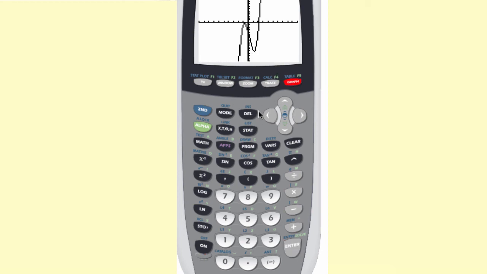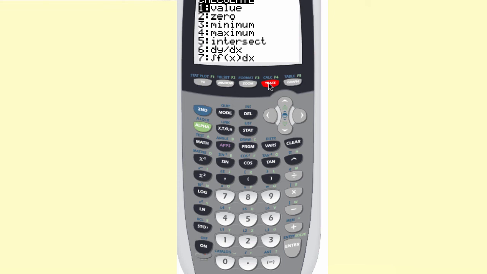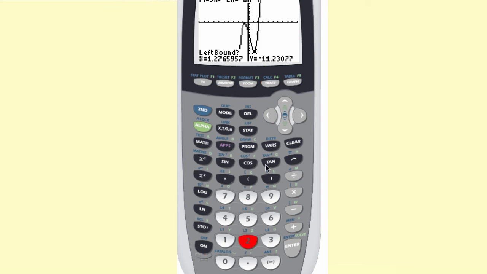So if you want to calculate an x-intercept or a 0, go second calc and then 0, and it's the exact same strategy. You want to be to the left of the 0, enter, move to the right of the 0, enter, enter one more time, and the 0 is about 2.17, and then of course the y value is 0.